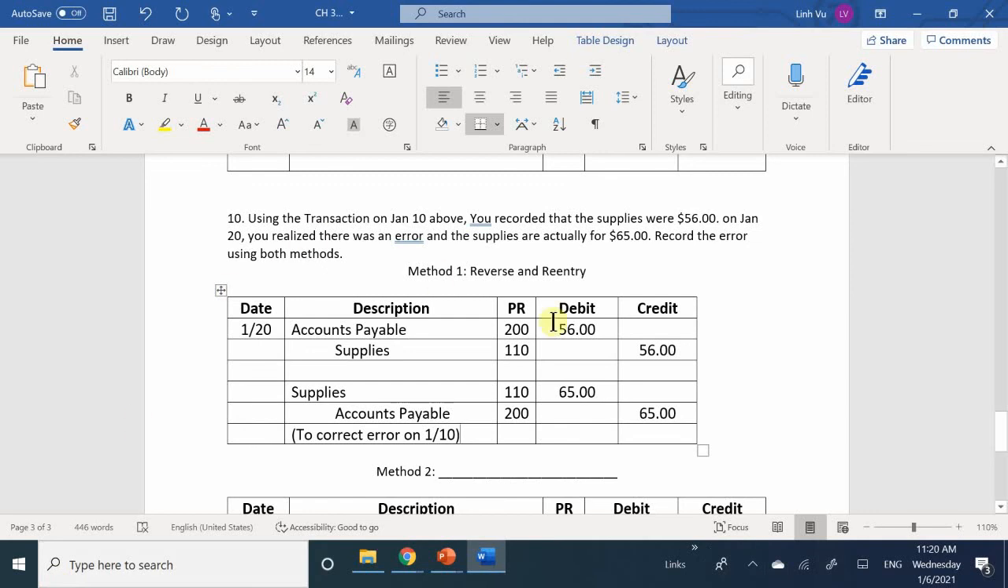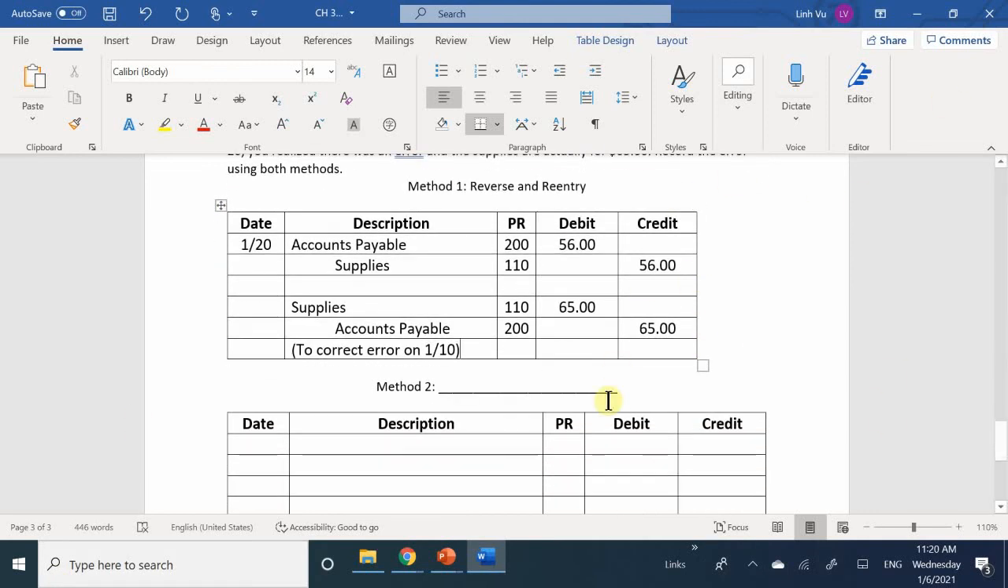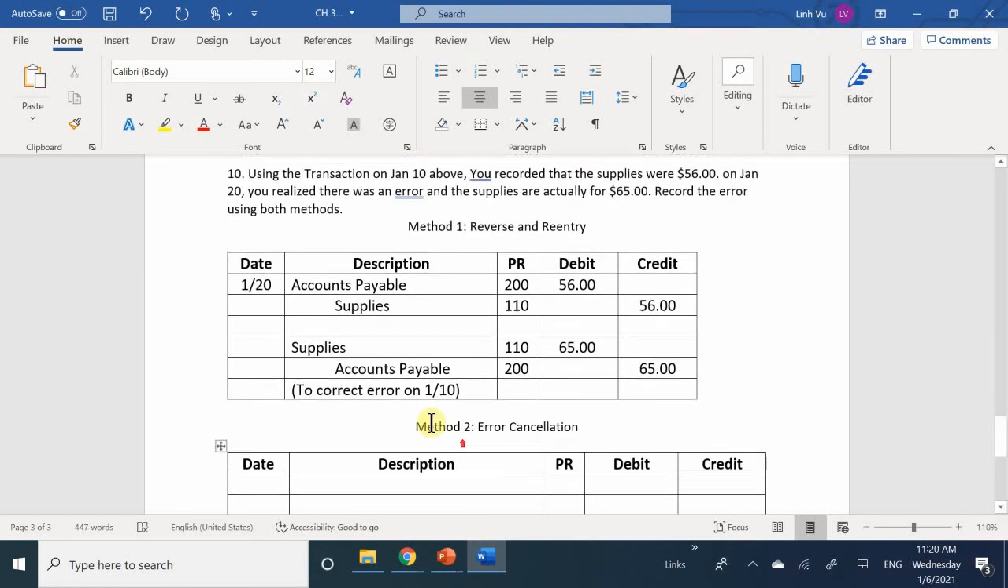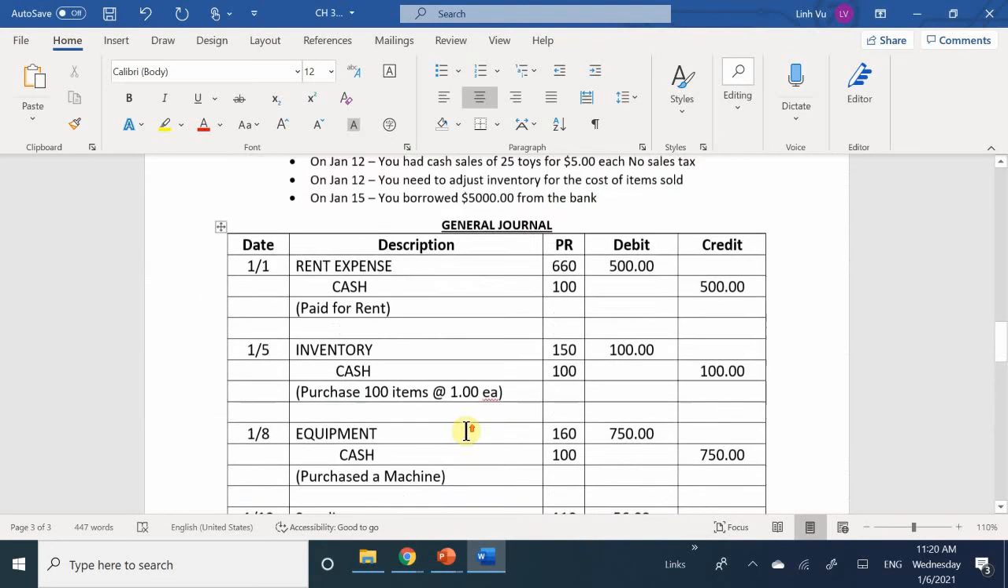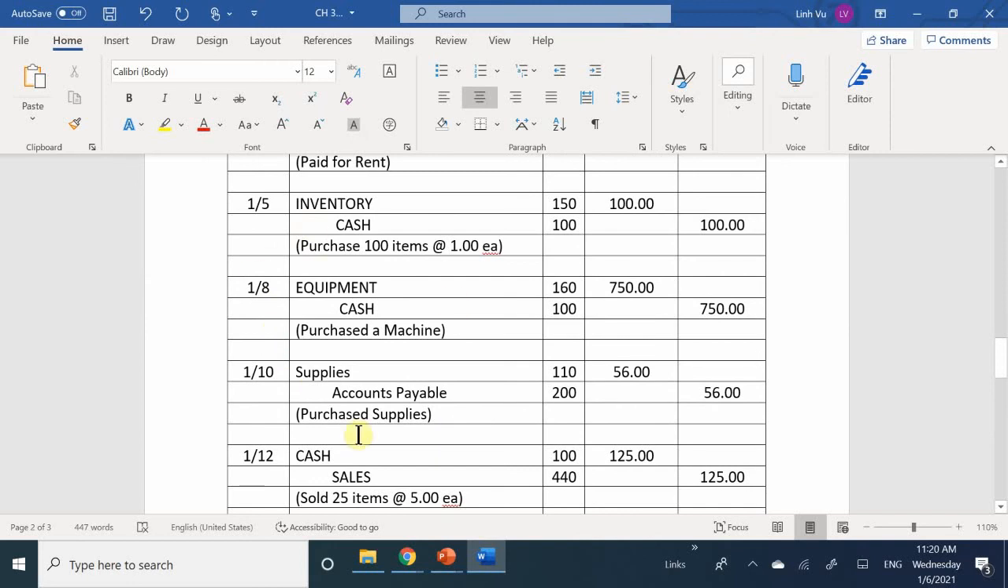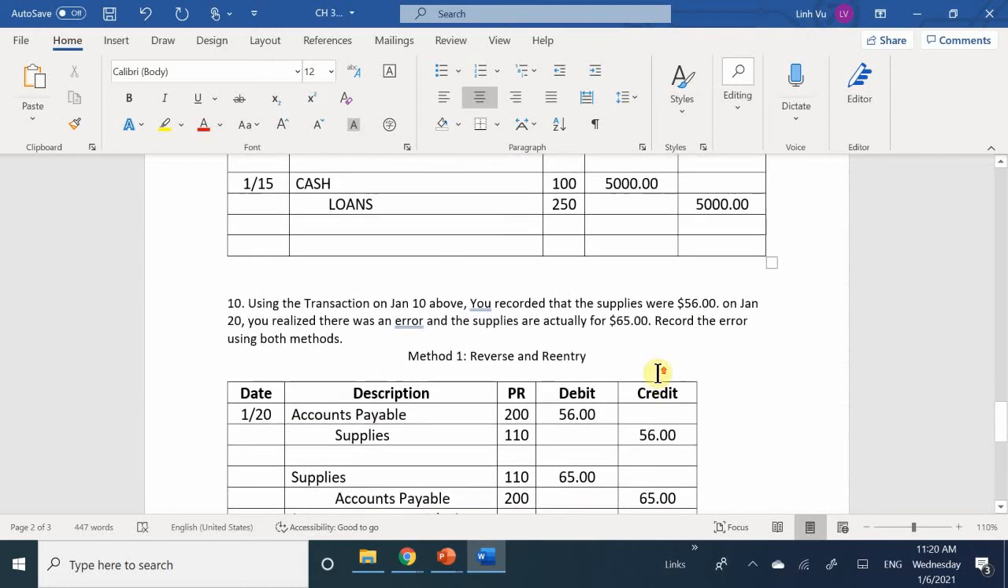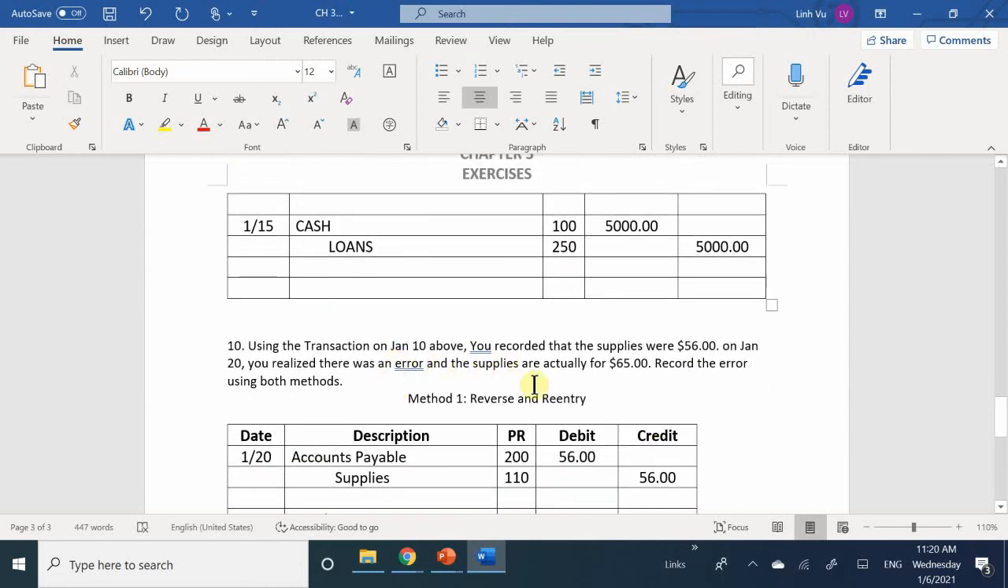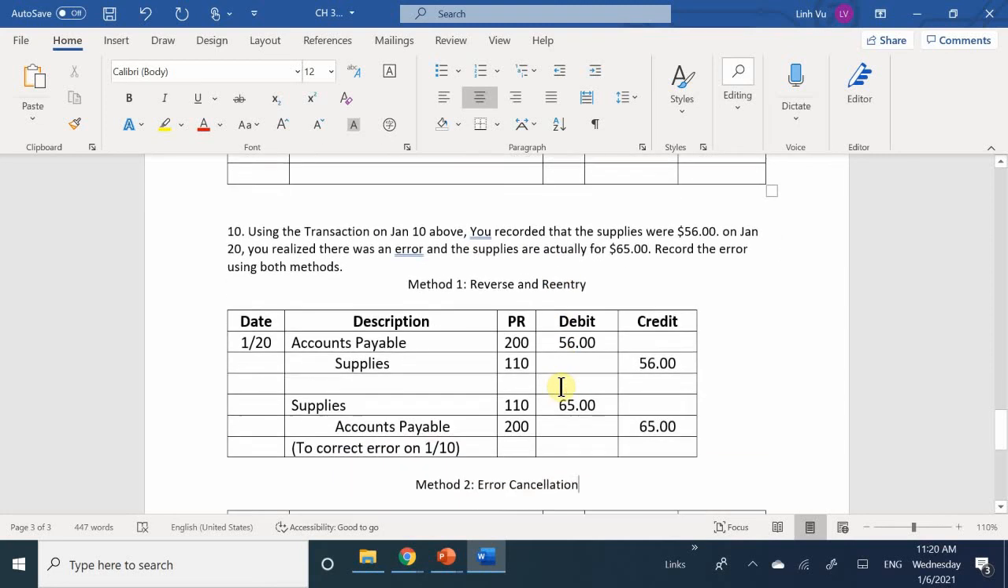Okay, so let's go ahead and practice the second one, which is the error cancellation. Let me go ahead and write error cancellation. So let's look at my scenario again. If I originally purchased my supplies, I recorded it at $56. And then I found out on January 20th that actually I bought it for 65. So how do I fix this one?